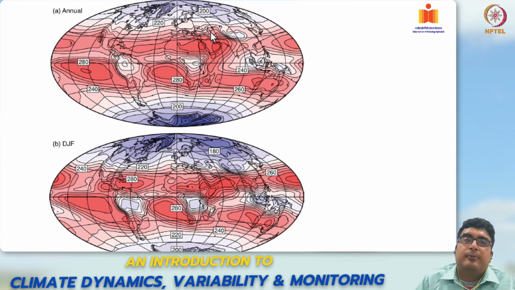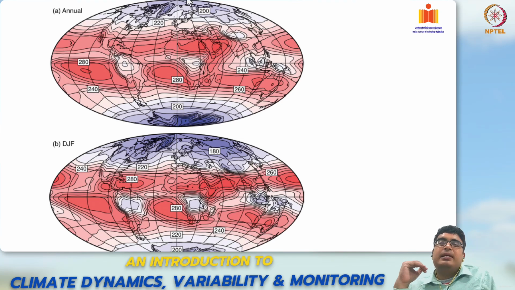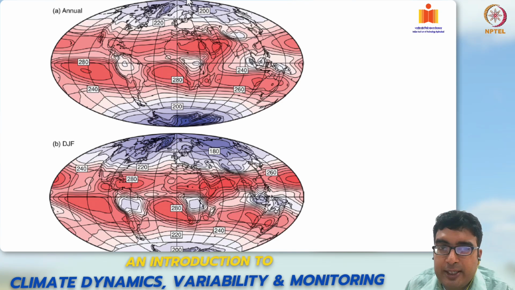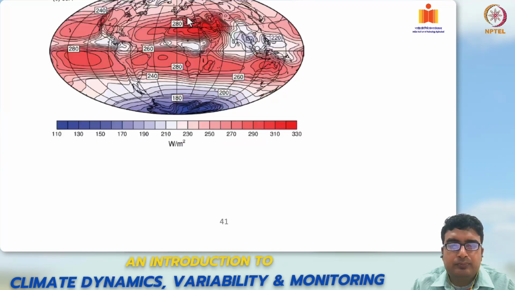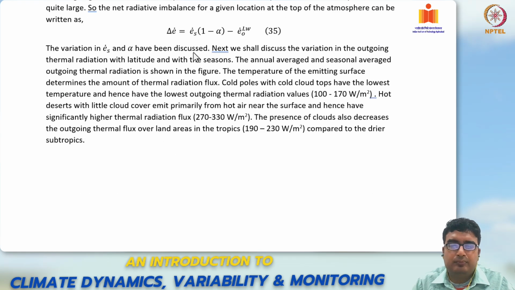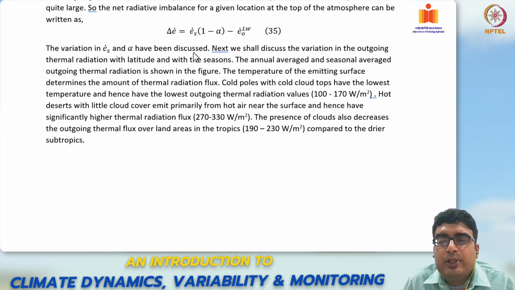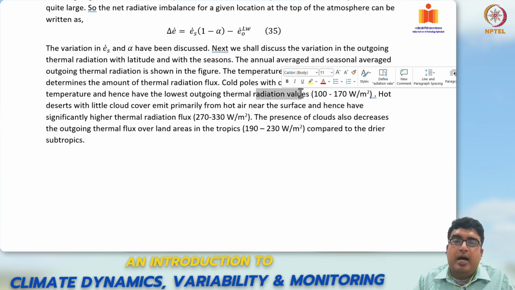In contrast, there are significant amounts of clouds in the temperate and the north latitudes, and the emission from the top of the clouds is actually much lower than the emissions near the equator, primarily because these clouds being formed in a cold climate have much lower temperature. So cold poles with cold cloud tops have the lowest temperature and hence have the lowest outgoing thermal radiation, 100 to 170 watt per meter square.